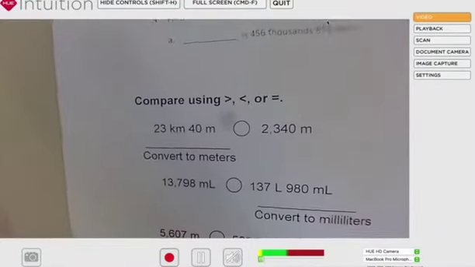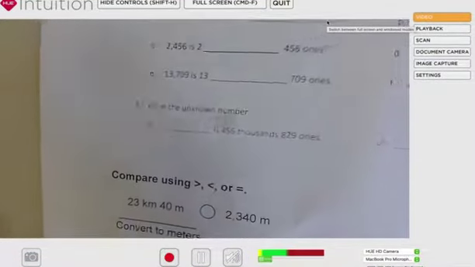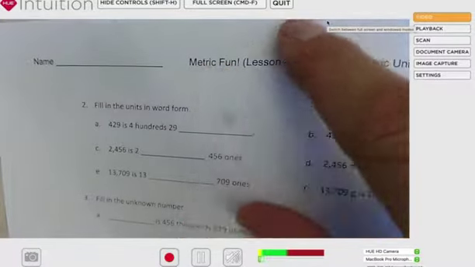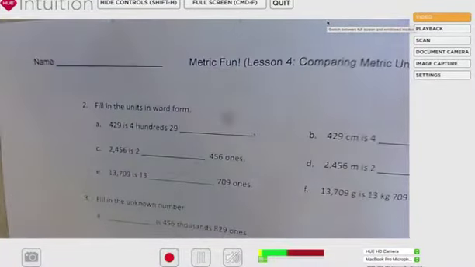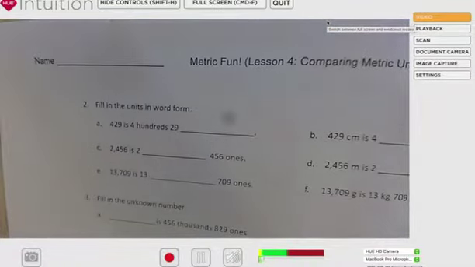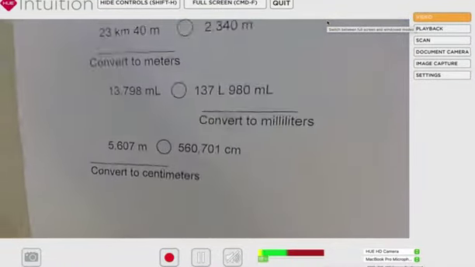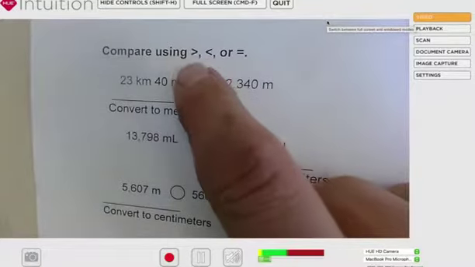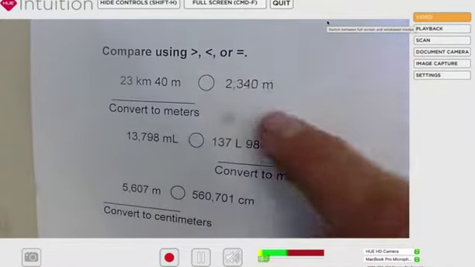Absolutely wonderful day. Let's talk about metric font. Oh, hey, that's the name of the paper you should have in front of you. So make sure before you begin this video, you have this paper in front of you right here. We're going to spend today talking about comparisons, right? We remember those: greater than, less than, equal to.